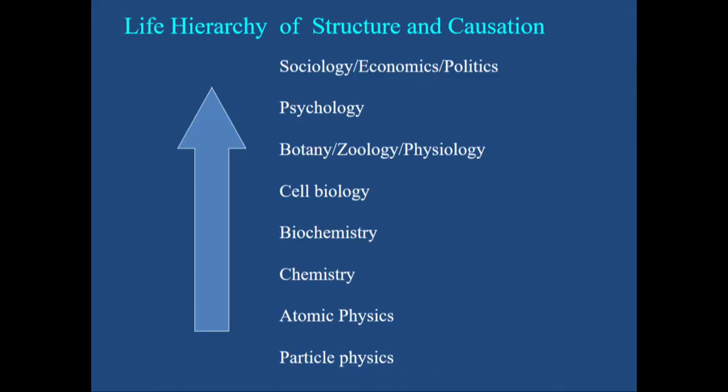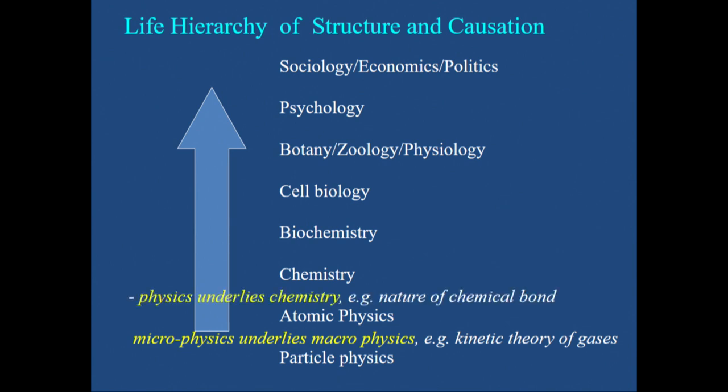So we've got this hierarchy: particle physics, atomic physics, chemistry, biochemistry, cell biology, botany, zoology, physiology, psychology, sociology, economics, and politics. And that upward arrow is the one which the reductionists are emphasizing. So microphysics underlies macrophysics, for instance, the kinetic theory of gases. Physics underlies chemistry, the wonderful discovery last century of the nature of the chemical bond explained by quantum physics and the Pauli exclusion principle. Molecular biology underlies the functioning of the cell, one of the most fundamental discoveries of biology ever to be made by Crick and Watson.